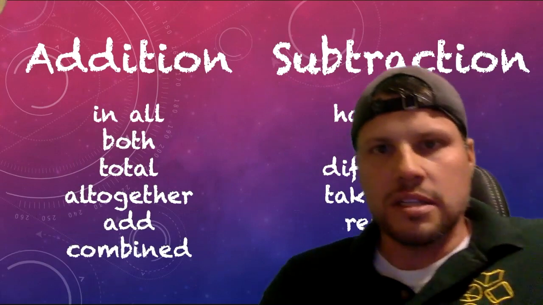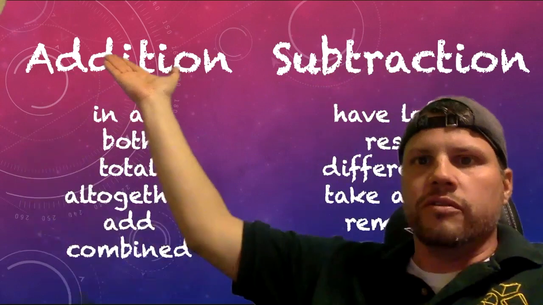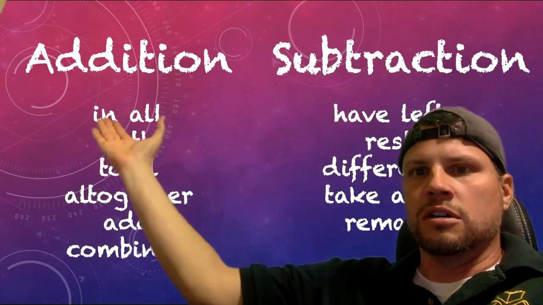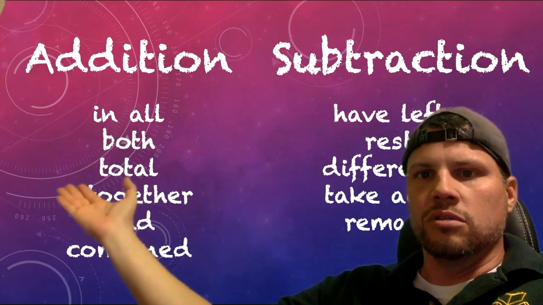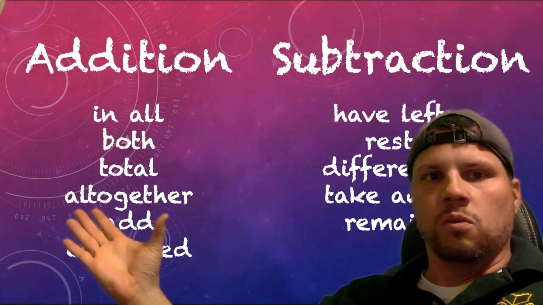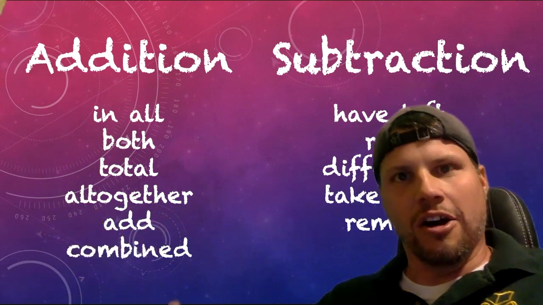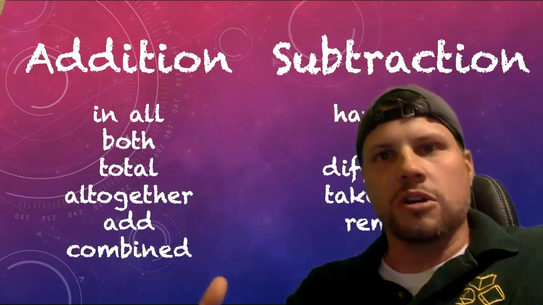So let's look on our list again. Let's look over here at addition. Do we see the word all together? There's in all. There's both. There's total. There's all together. So we see the word all together.